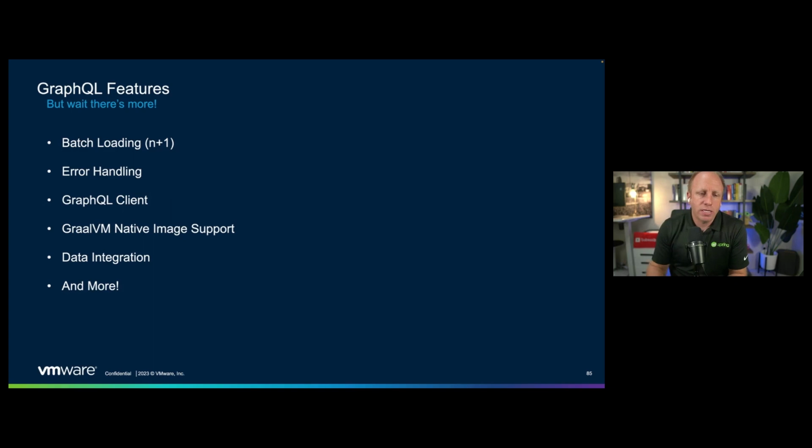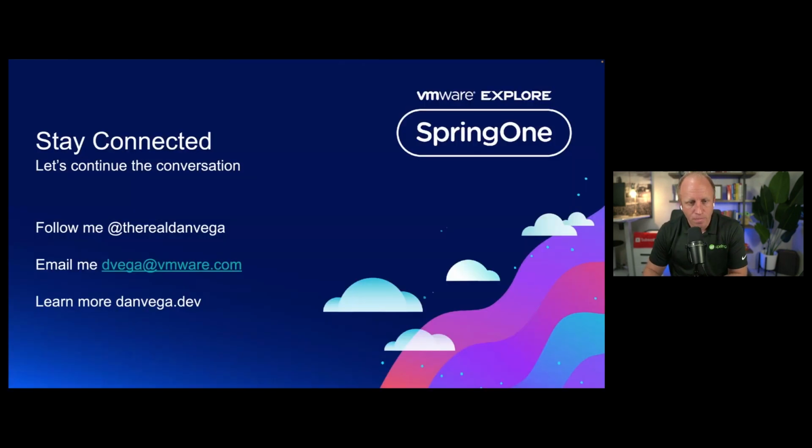Some other features that we didn't talk about: batch loading. How do we solve for the N+1 problem? Error handling. There's a GraphQL client, so if you need to talk to other GraphQL APIs, you can. It supports GraalVM native images, data integration, and more.